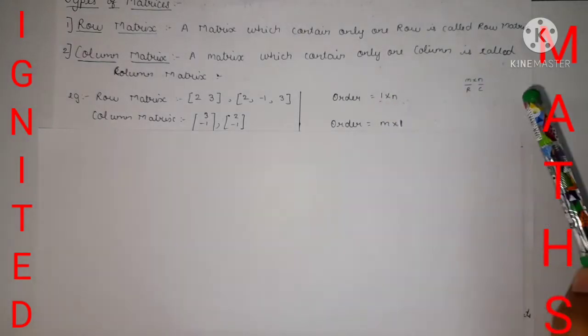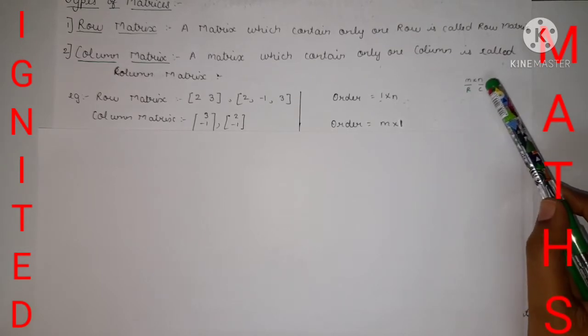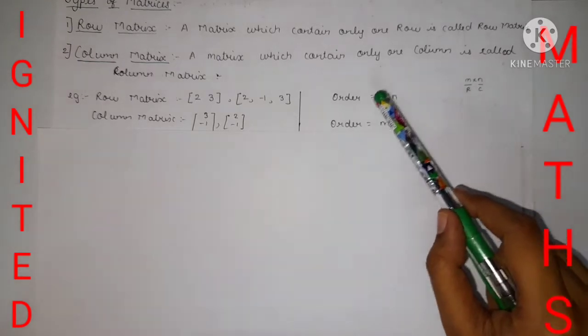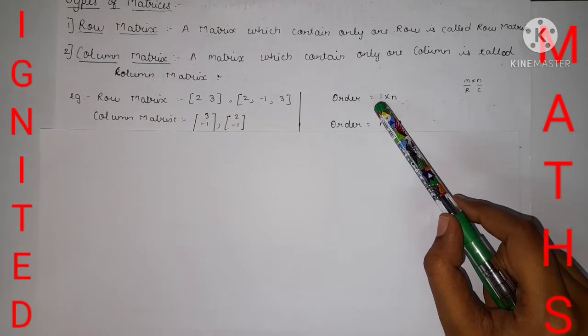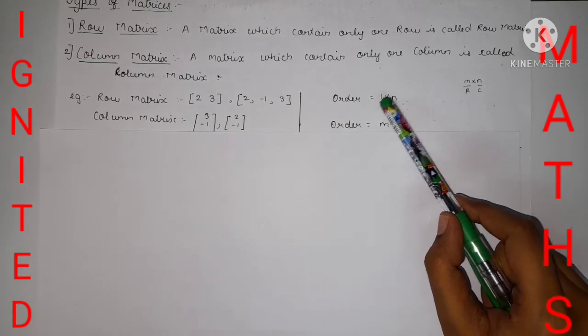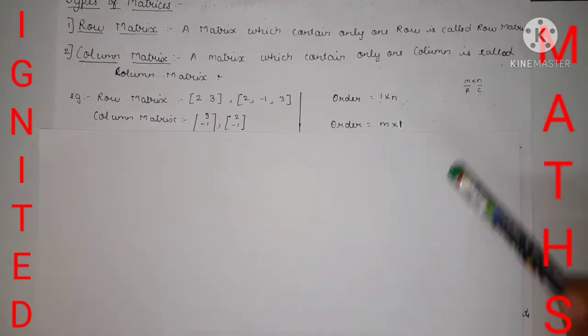Why 1 cross n? Because the order of a matrix is m cross n, where m determines the rows and n determines the columns. So for a row matrix the m value should be 1. It contains only one row, so m is 1 and n is the number of columns, which is why it's represented as n.